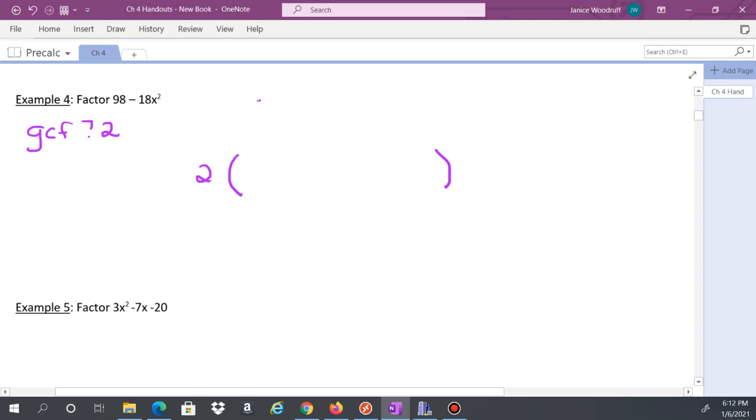So this is a negative 18x squared, a positive 98. If I divide both of these by 2, I get a negative 9x squared plus 49. Now, still not exactly right, because what I want to do here with 2 terms is I want that sum or difference of squares. Let's see what happens when I take out a negative 2. If I divide both of these by negative 2, this would give me a positive 9x squared, and this would give me a negative 49.